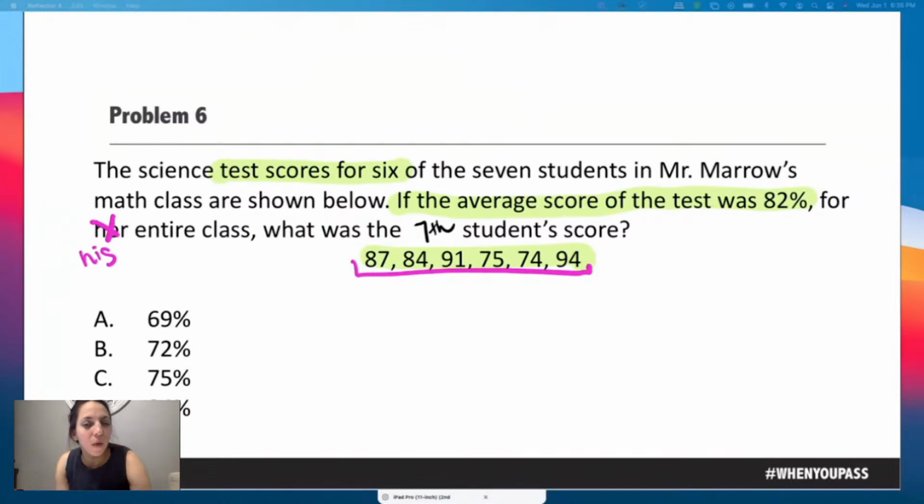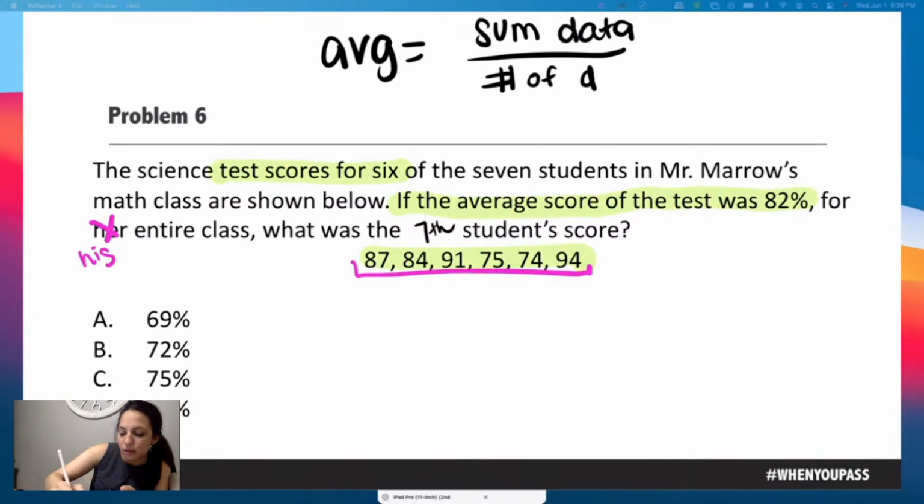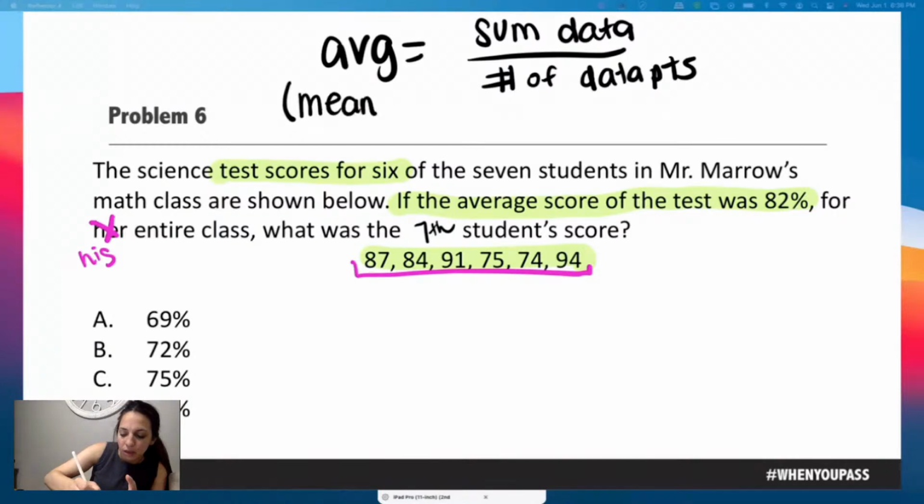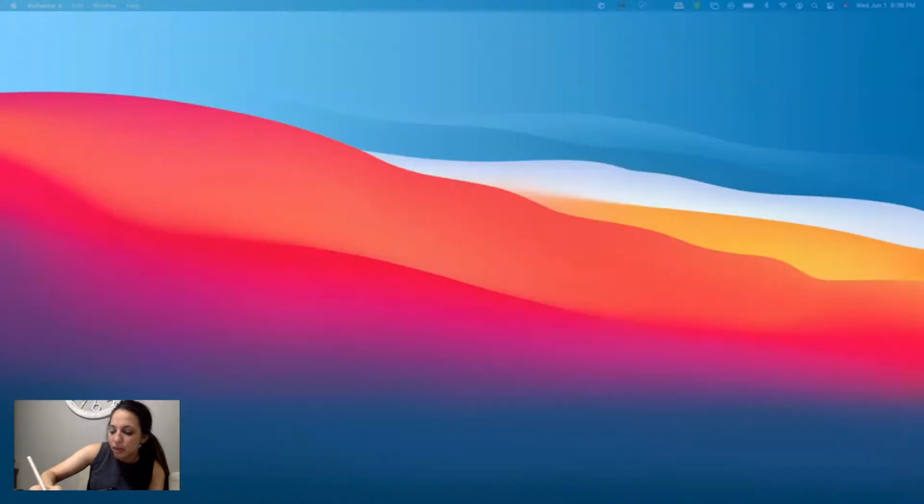Well, I'm going to first think about what average means. Average equals the sum of all your data points divided by the number of data points. That's also known as your mean. It's known as your mean because it's very mean because it makes you do a lot of work. Other measures of central tendency are mean, median.